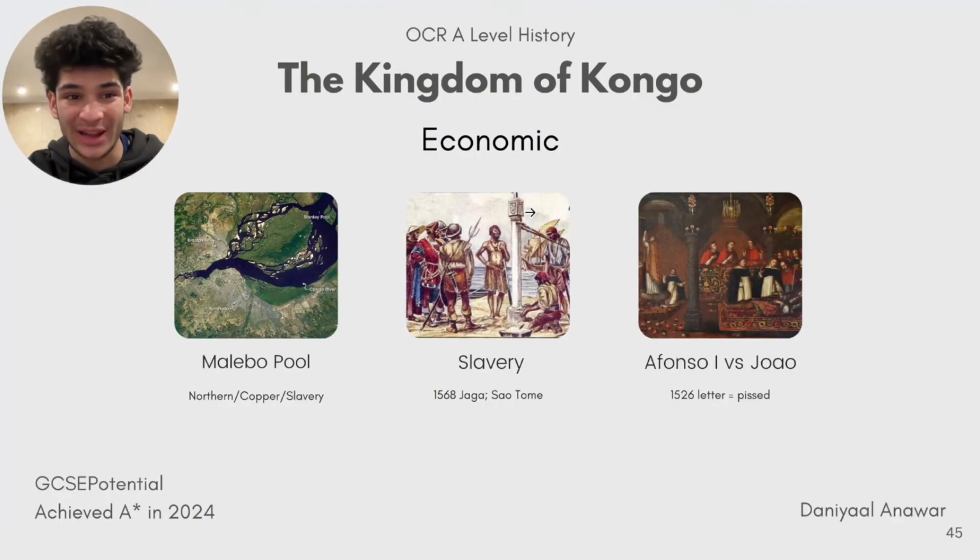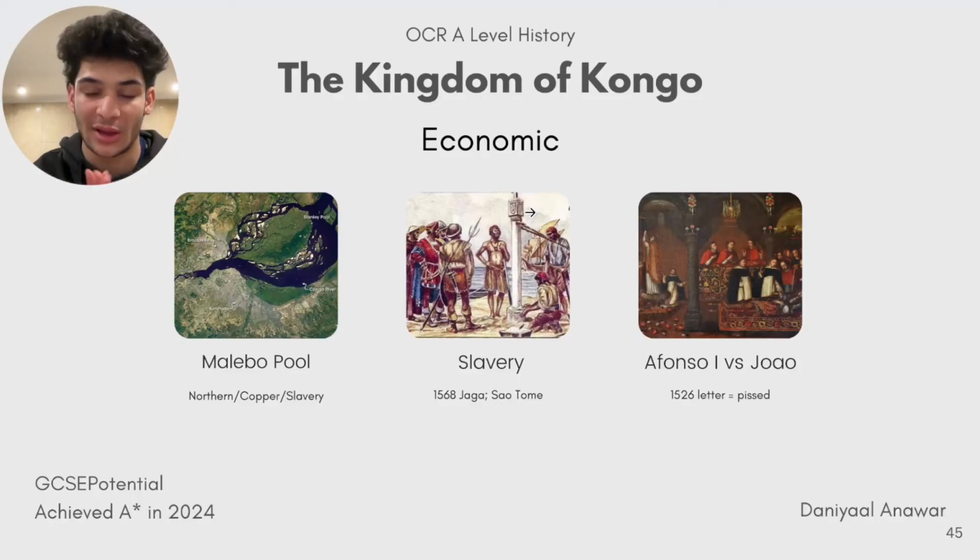Malabo Pool, they had their own trade fair, and it was very, very far away, which meant they had obviously influence over a very large region, which is quite important because if you have a large target demographic for your economy, then you can be very successful within economic development. So there's lots of people that you can trade with if you have a large economy.